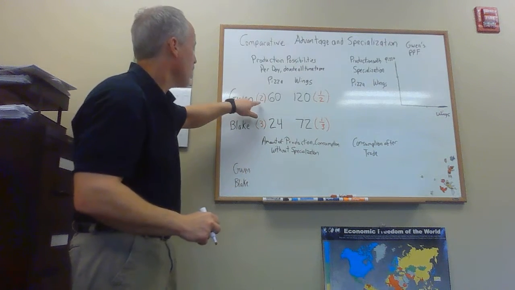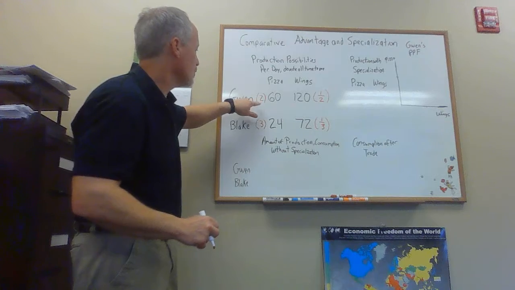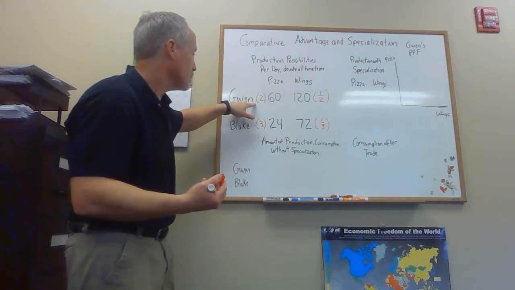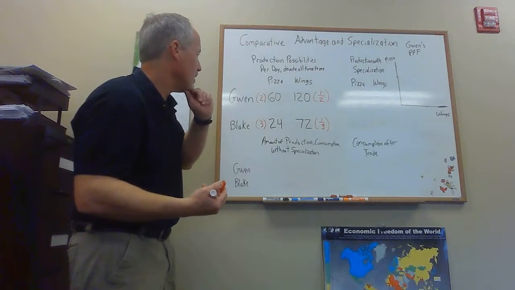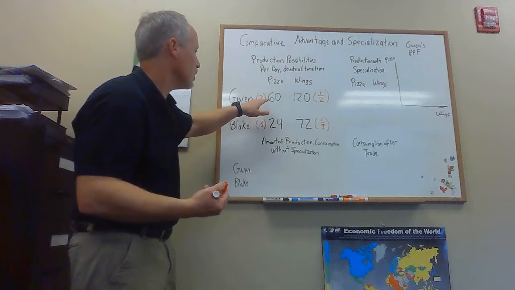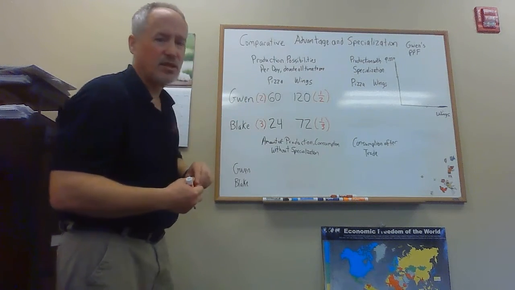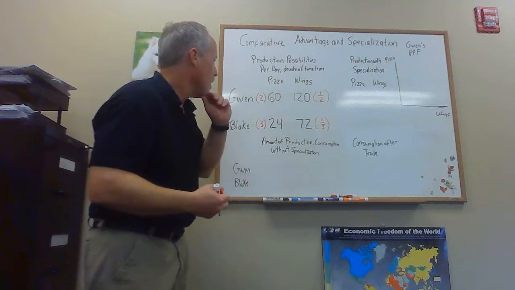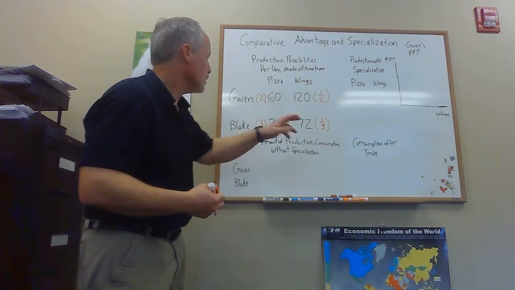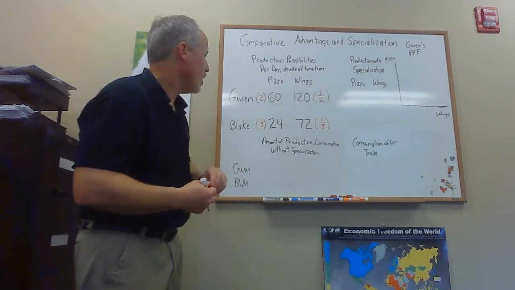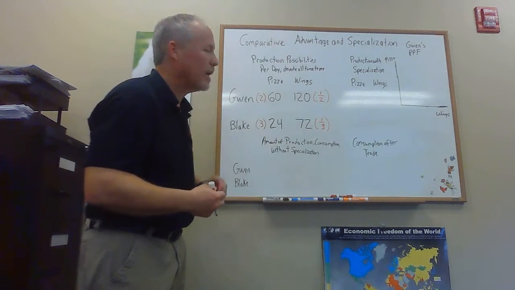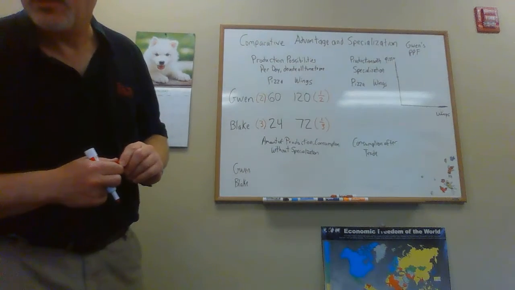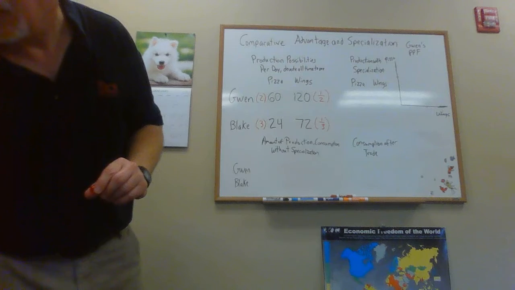So the opportunity costs of pizzas are 2 and 3. Gwen has the lower opportunity cost of making pizza. So this tells us that she's going to need to specialize in making pizza. And Blake has a lower opportunity cost of making a wing. So he's going to need to specialize in making wings.